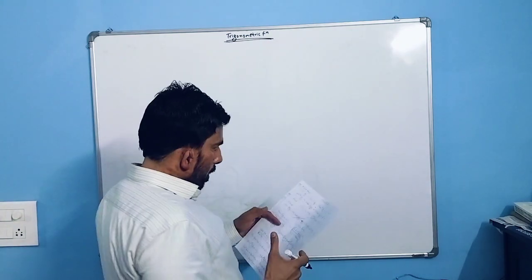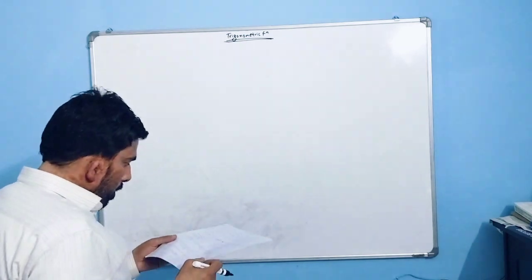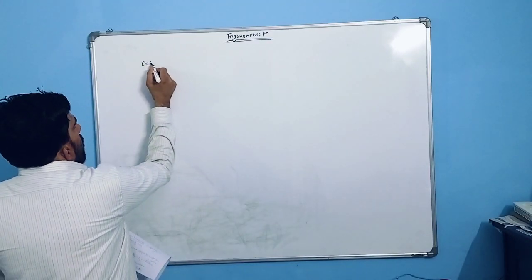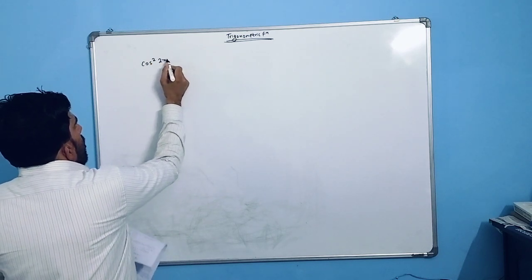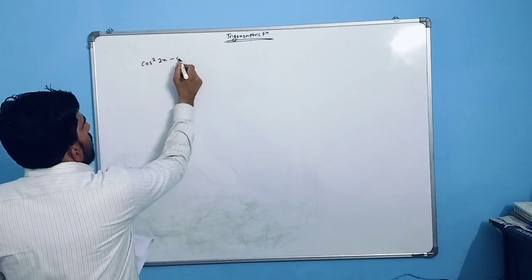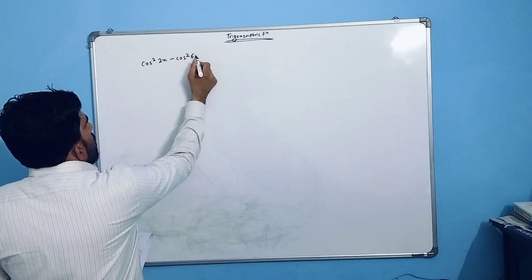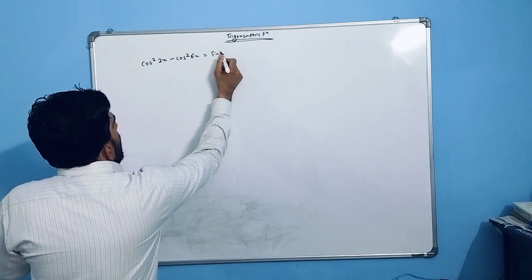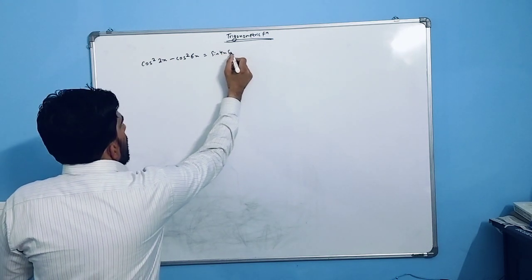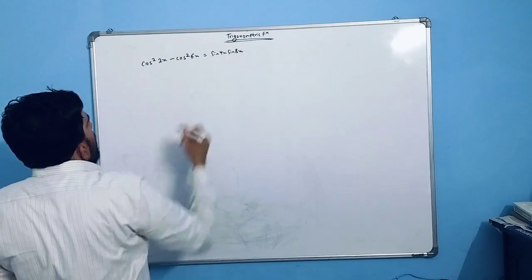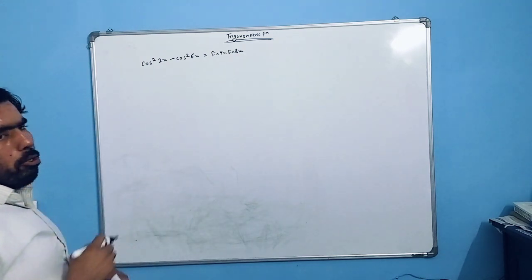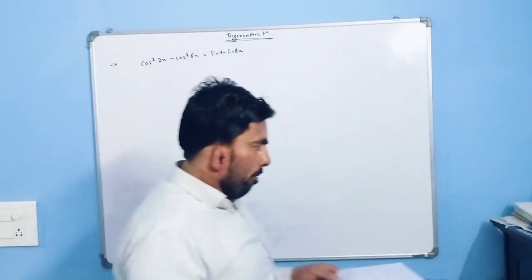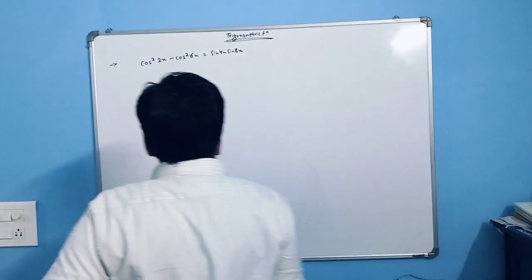Now see, we'll try to sort it out. The question given is about cos square 2x minus cos square 6x. We need to prove it equals sin 4x sin 8x. Okay. Now this is what we need to prove in that numerical. Let us see how we will be able to solve this by using a specific formula.